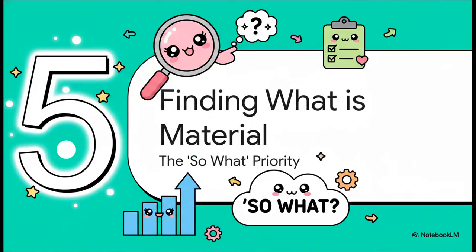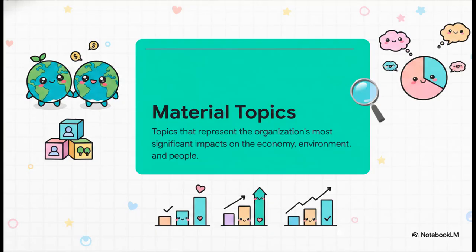Look, any organization can have tons of different impacts. It's impossible to report on everything with the same level of detail. So how do they focus? This brings us to our final and super critical concept, figuring out what is material. This is really the so what of the whole thing. Simply put, material topics are the issues that represent a company's most significant impacts. After a company has done its due diligence and identified all these possible impacts, it has to prioritize. These material topics are the issues that matter most, the ones that absolutely demand transparency.